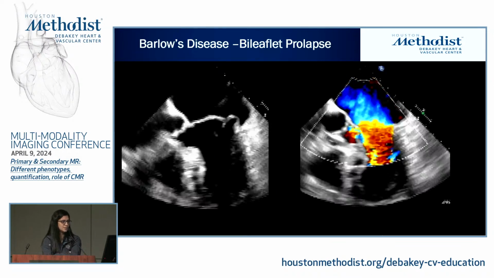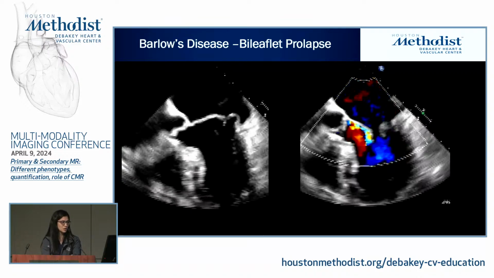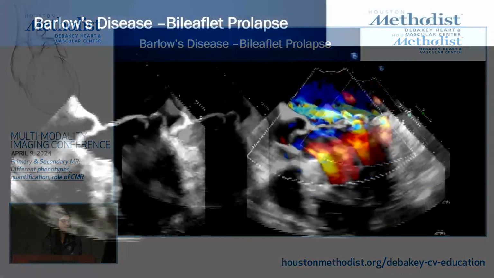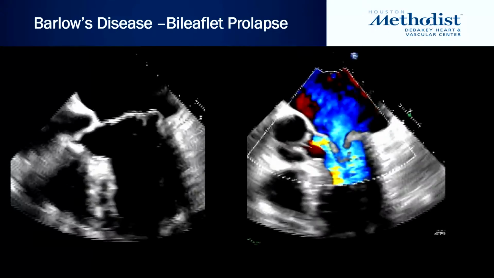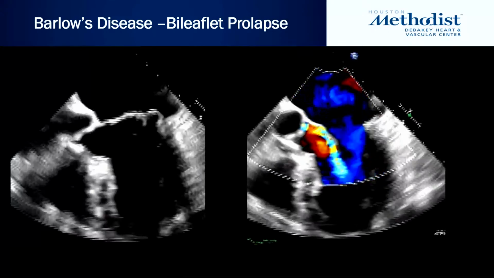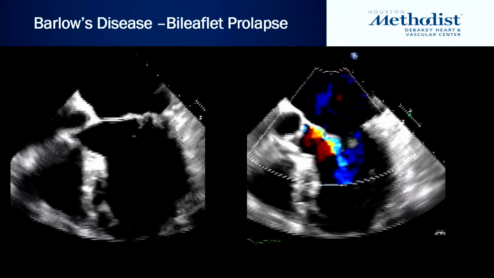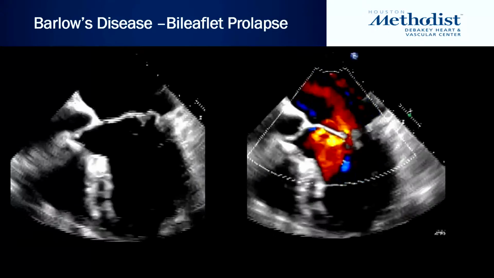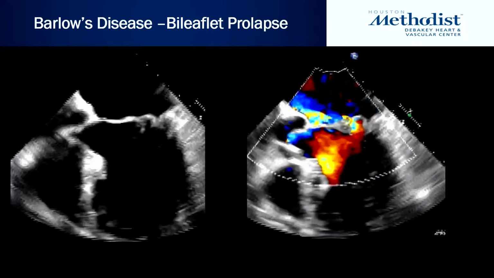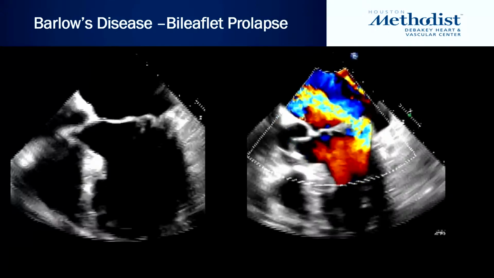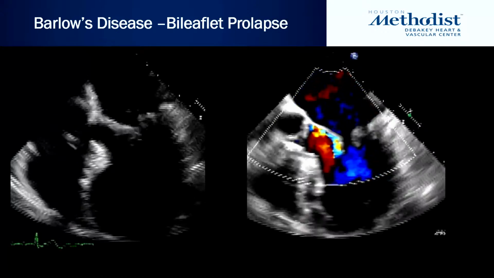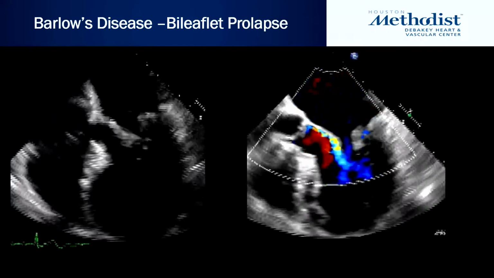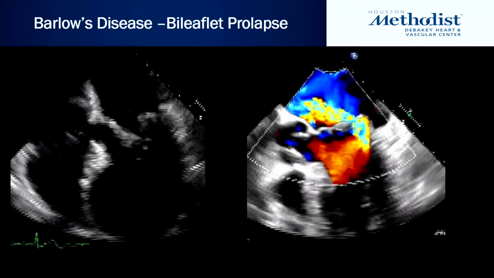This is a TTE, again showing Barlow's disease, where you have bileaflet prolapse with significant MR that is anteriorly directed. So these are examples of primary MR. Again, when you're writing your report, you want to mention the mechanism and the severity and look for the consequences. So if you're looking at an echo and you can clearly see it's severe, but you're unable to determine the mechanism, this is not enough. We need to do further steps to evaluate the exact mechanism because the management can differ.